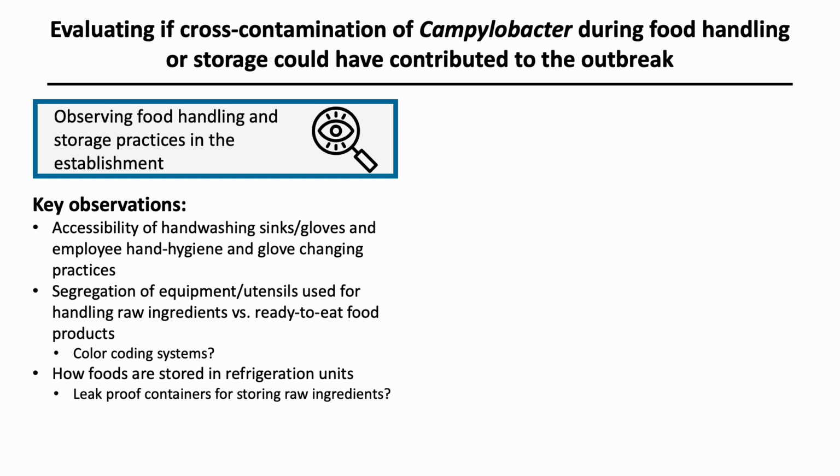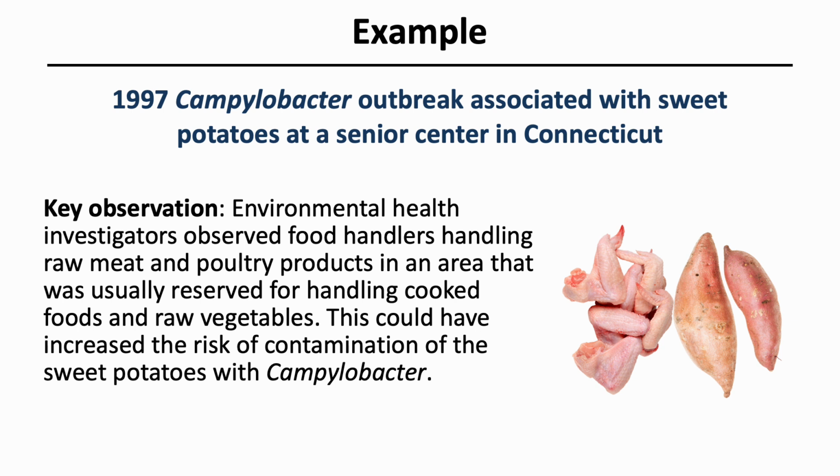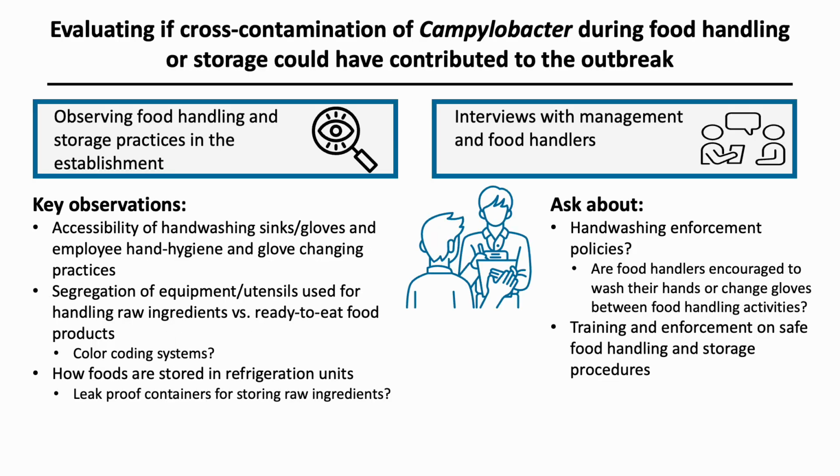risk of Campylobacter outbreaks. For example, in a 1997 Campylobacter outbreak associated with sweet potatoes served at a senior center in Connecticut, environmental health investigators observed food handlers handling raw meat and poultry products in an area that was usually reserved for handling cooked foods and raw vegetables, which could have facilitated the risk of contamination of the sweet potatoes with Campylobacter.